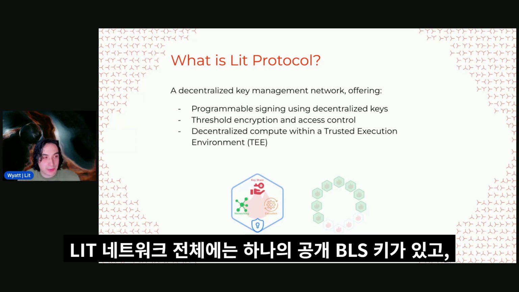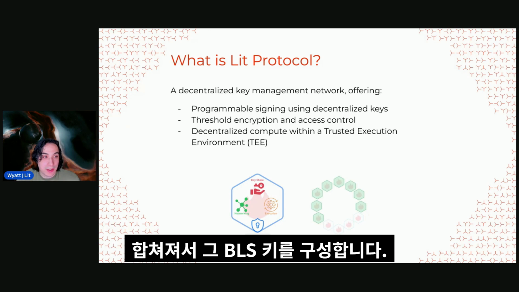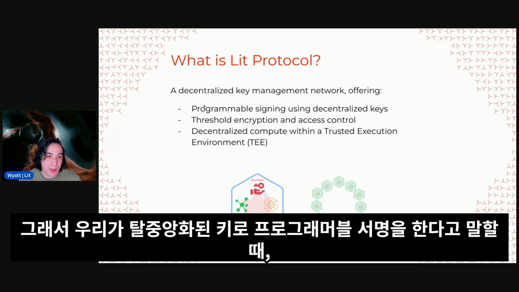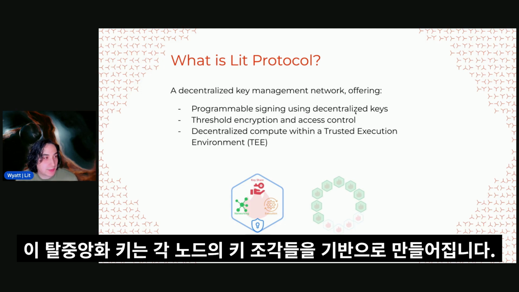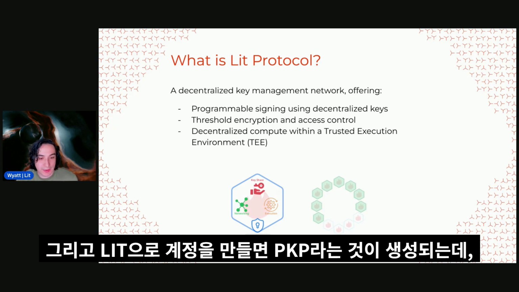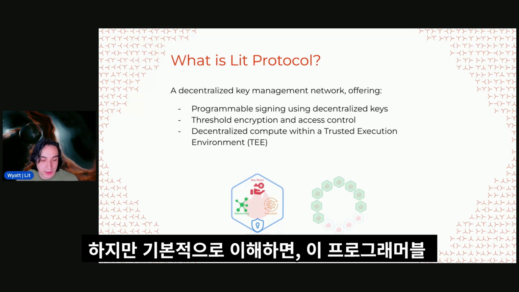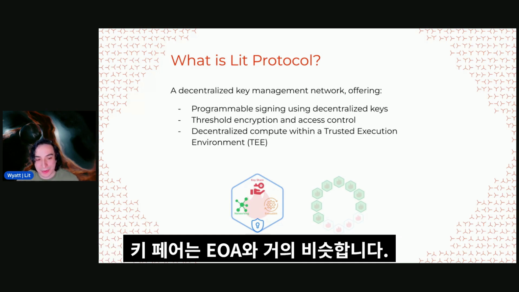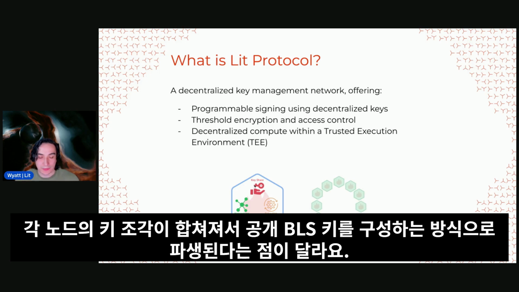The Lit network itself has a public BLS key, and each one of the Lit nodes participating in the network has its own key share that makes up that BLS key. So when we say we have programmable signing using decentralized keys, the decentralized keys come from each one of these key shares. The public BLS key is kind of like the root key for the derivative accounts. Whenever you create an account using Lit, you generate something called a PKP, which stands for programmable key pair. We'll be diving a little bit more into that later. But this programmable key pair is basically like an EOA, except that the private key is sharded across all of the Lit nodes and derived from their individual key shares that form that public BLS key.